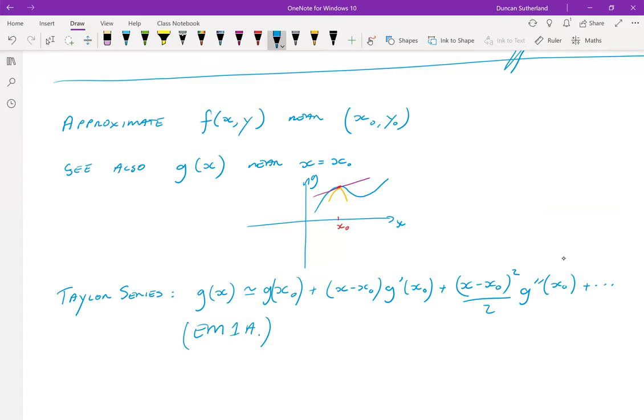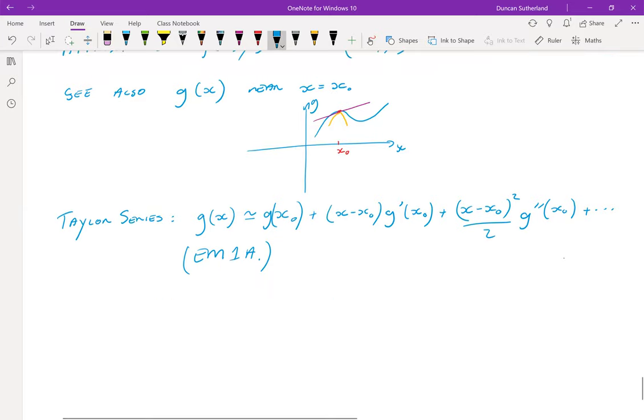We can extend this idea to multivariate functions. So we're going to see what happens if we approximate a function of two variables. The Taylor series generalizes in the natural way.